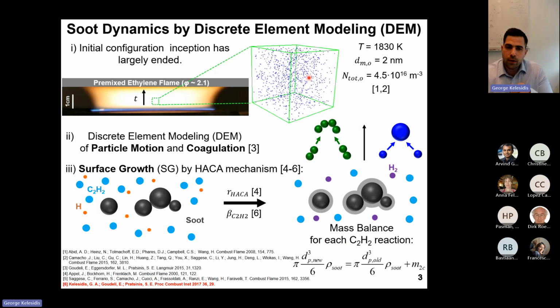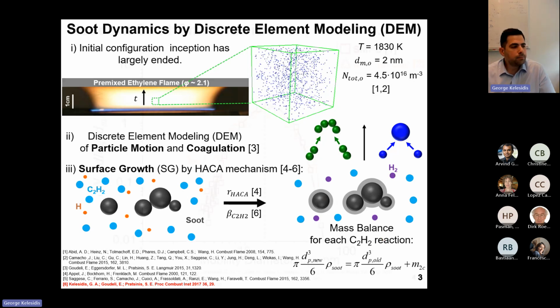And in addition to this, we also account for surface growth by the hydrogen abstraction and carbon addition mechanism. So we estimate how many acetylene molecules react with the soot surface based on the respective reaction kinetics and collision dynamics. And then we increase the soot primary particle diameter by applying this mass balance over here for every acetylene molecule reaction. So of course, we wanted first to validate this model.